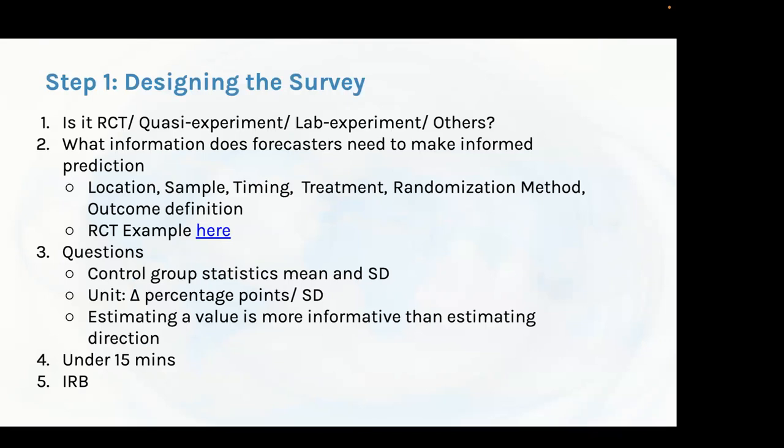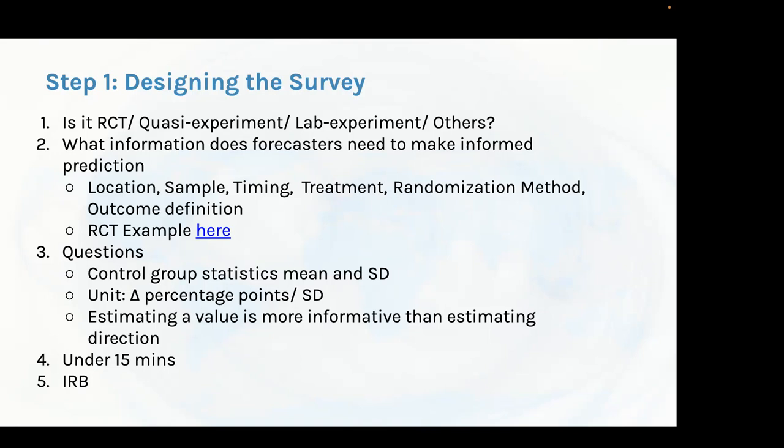The first step for designing any prediction survey is to design the survey. So we recommend you design the survey in a Word document before even starting to code it in Qualtrics. There are several questions you need to ask yourself. First, what kind of study are you doing? Are you doing an RCT? Are you doing a quasi experiment? Are you doing a lab experiment? Or is it other empirical studies that you are trying to get forecasts on?